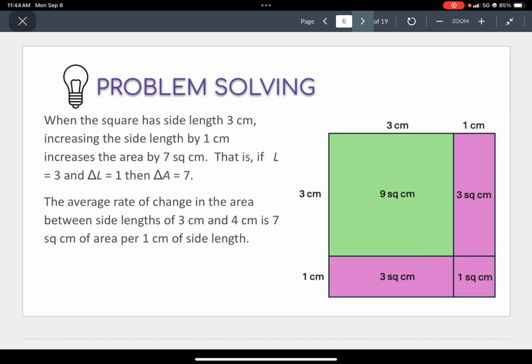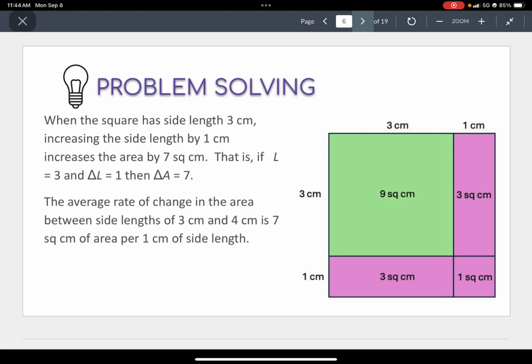Your solution should be similar to what I've shown here. When the square has side length 3 centimeters, increasing the side length by 1 centimeter increases the area by 7 square centimeters. That is, if L equals 3, delta L equals 1, then delta A equals 7. We can see where that 7 comes from.